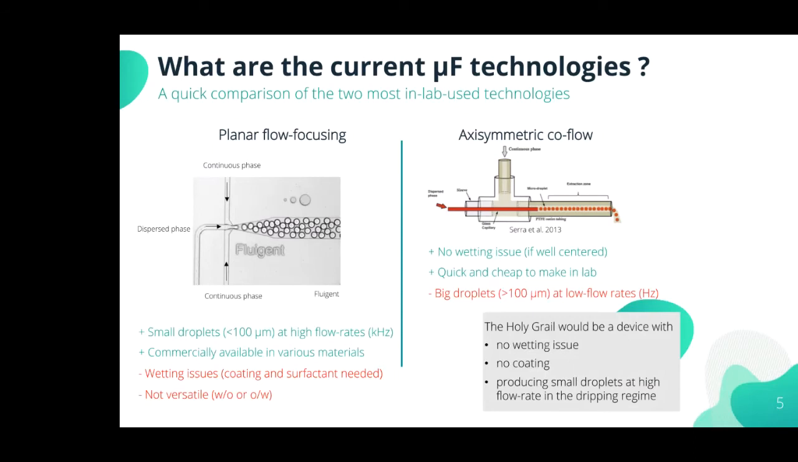In theory, you will have no wetting issue with the system, because there is no contact between the droplets and the wall of the output capillary, output tubing. But in practice, it will depend on the centering of the capillary in the tubing. And I know from my experience that this centering is not easy to achieve and is difficult to keep over time. In conclusion, the Holy Grail would be a device combining the advantages of both flow focusing and coflow with no wetting issue, without any coating, and producing small droplets at high flow rates in the dripping regime.